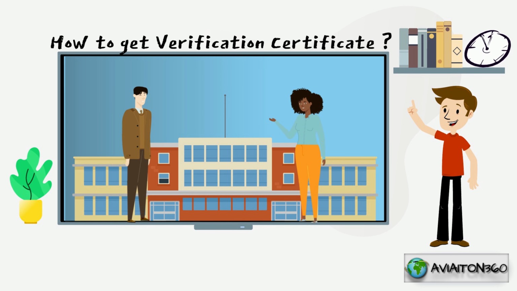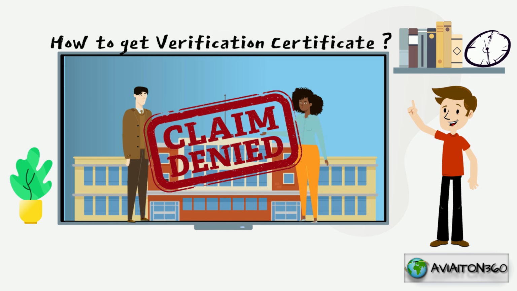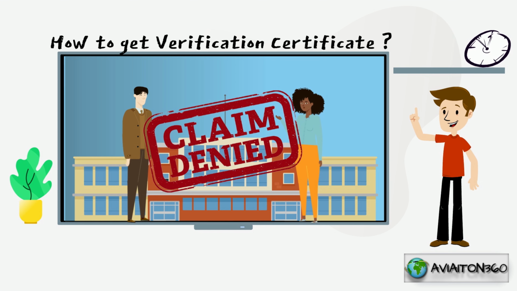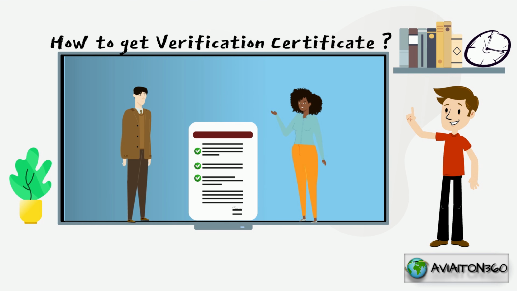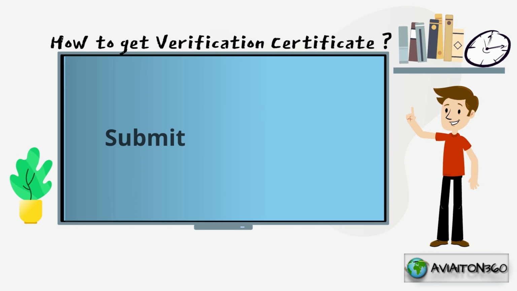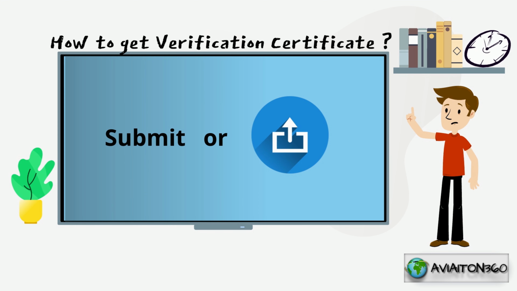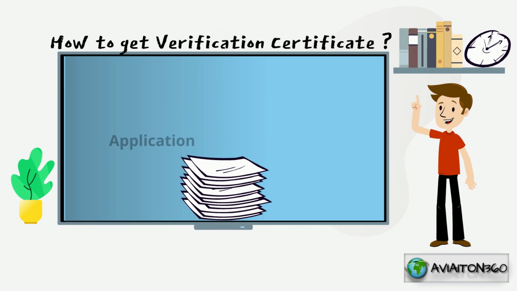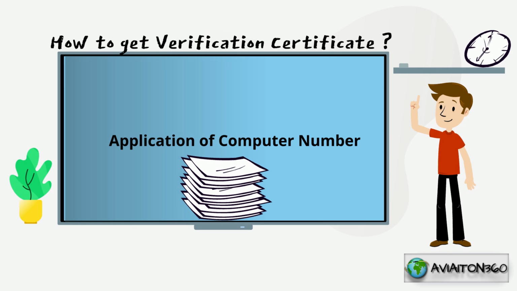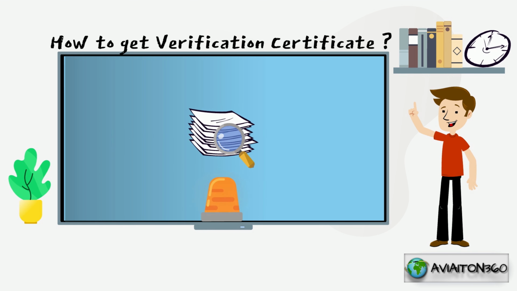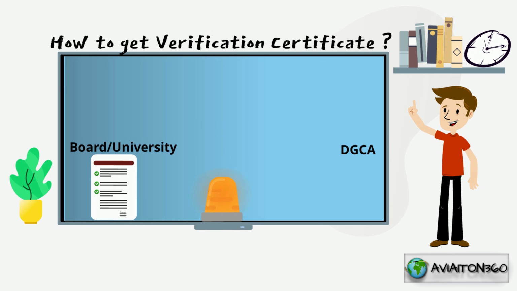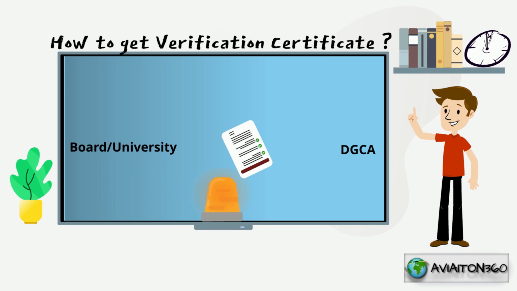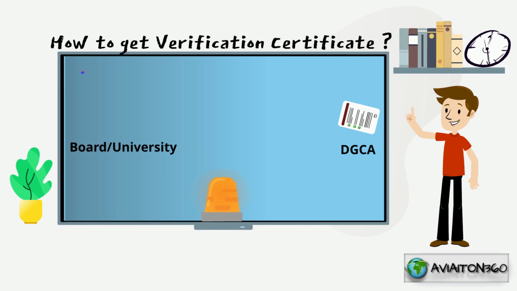2. In case your education board denies to hand you your verification certificates and intends to forward the verification certificate to DGCA directly, then the candidate must submit or upload the acknowledgement of submitting fees to the education board, to DGCA, along with the application for allotment of computer number. Please note that the application will be processed only after the acknowledgement of the verification certificate from the education board is received by DGCA.